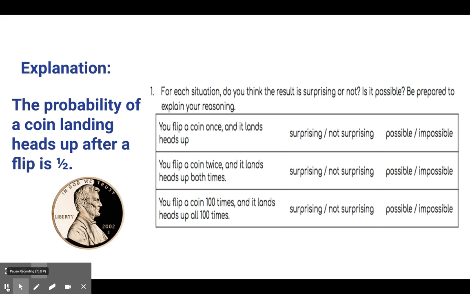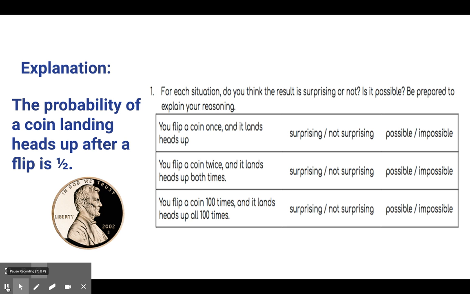It's not surprising, and it is possible because that's an option for it to happen. Now, for letter choice B, when it says you flip a coin twice and it lands heads up both times, well, it's a little more rare than the first one, but it's not surprising, and it still is possible.